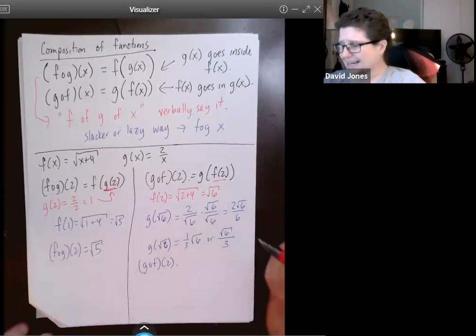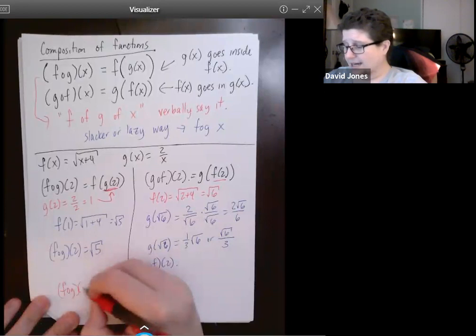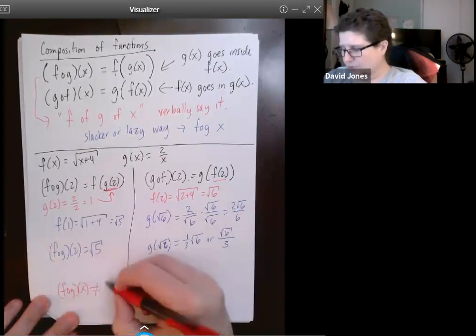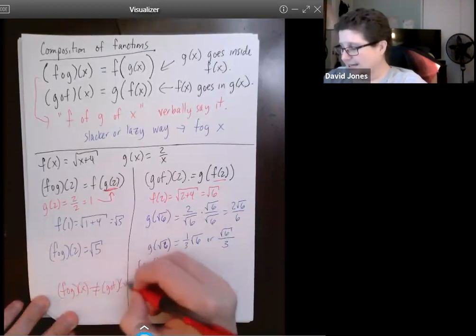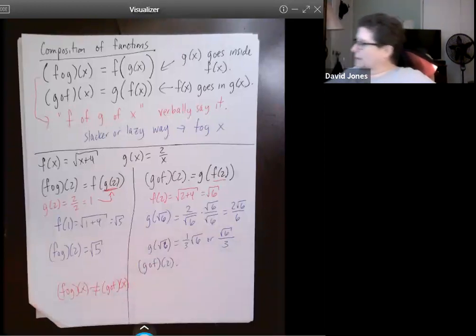Notice they are not equal. F of g of x does not equal g of f of x unless a really unique circumstance pops up.